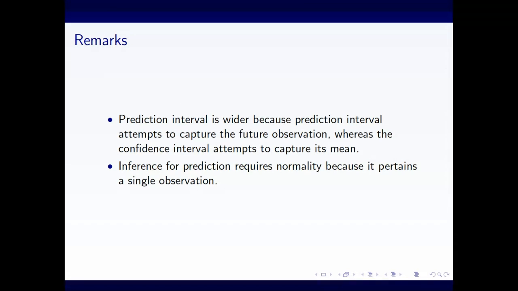Just a remark: the prediction interval is wider because it tries to capture a future observation, whereas the confidence interval for the fitted value attempts to capture its mean. And the inference for prediction requires normality because it pertains to a single observation. I think you know the first one very clearly by comparing the confidence interval for the fitted value and the prediction interval.